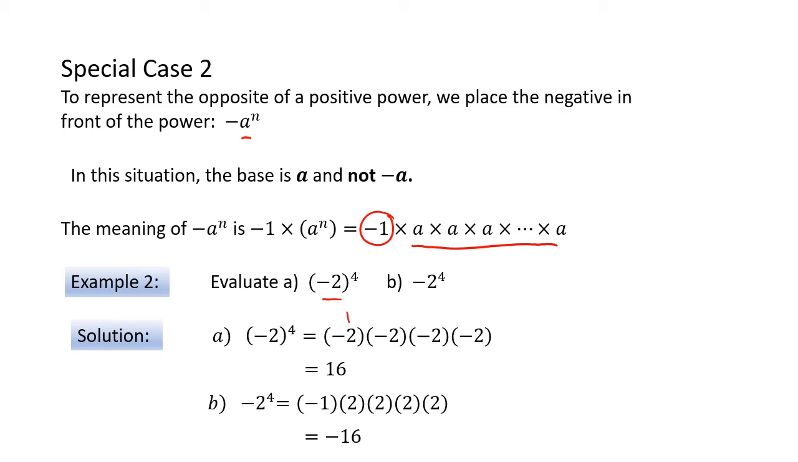So you get negative 2 multiplied out 4 times. And remember, since this is an even number, that means you'll get a positive final answer of 16. But if you have negative 2 to the exponent 4, and it's not all in brackets, that's the same as negative 1 multiplied by 2 4 times, right? Because the base here is actually a positive number. So you end up with negative 16.